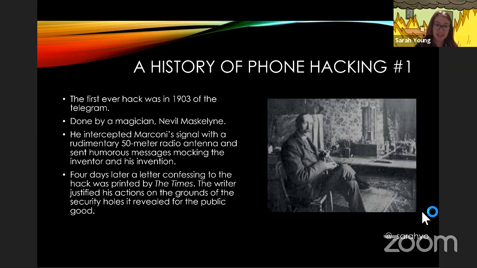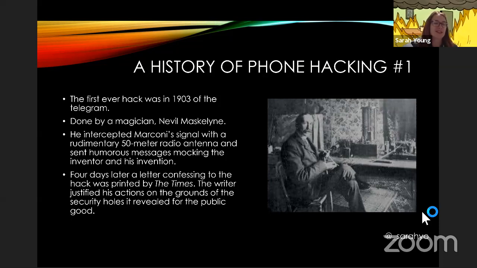Four days later, he sent a letter confessing to what he'd done to the Times newspaper, and he justified his actions on the grounds that he was doing a public good by revealing these security holes. Interestingly, it transpired that Neville was actually paid to do this by a wired telegram company, who were rivals of Marconi's, because they had just spent a lot of money installing physical telegraph poles. And of course, Marconi's wireless didn't require that. So it was in their interest to discredit his invention as much as possible.